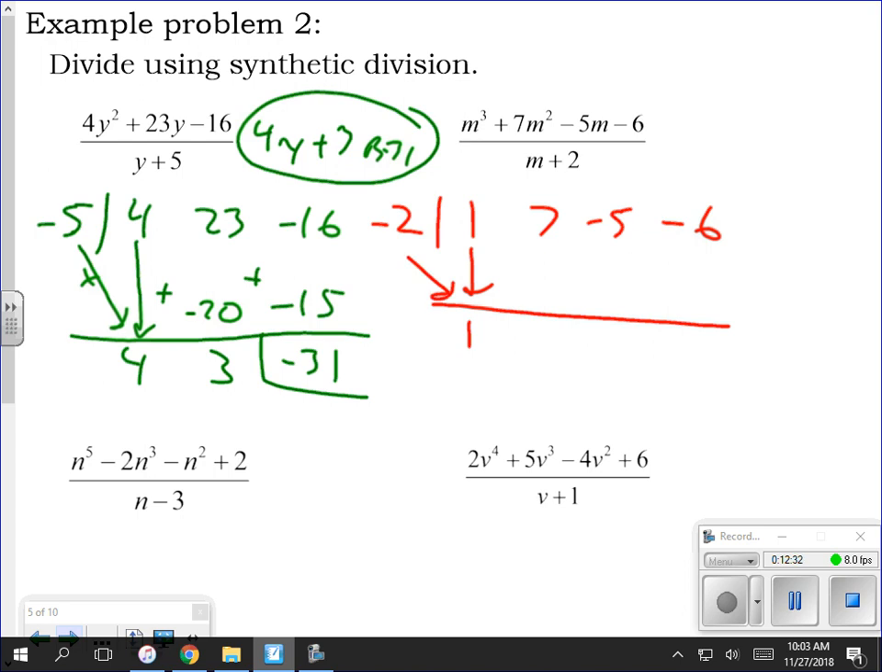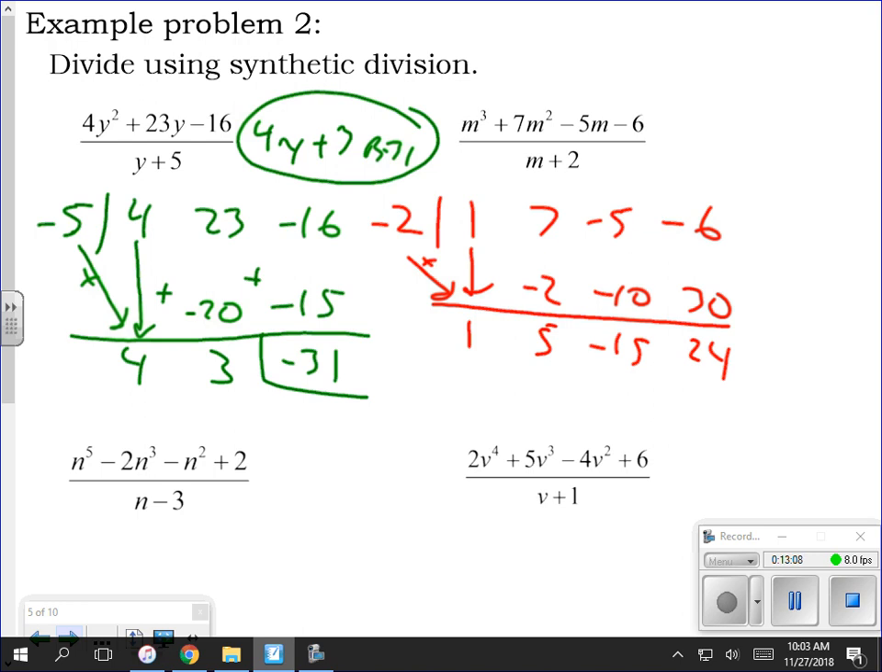Multiply. Write it up underneath, negative 2. Add these. Multiply, add, multiply, add. That's how you finish it out until you get down to the last one. Negative 2 times 5 is negative 10. Add them together, negative 15. Negative 2 times negative 15 is 30. Add them together, 24.